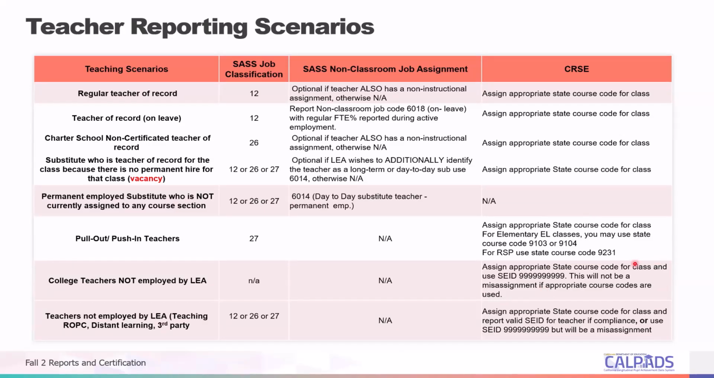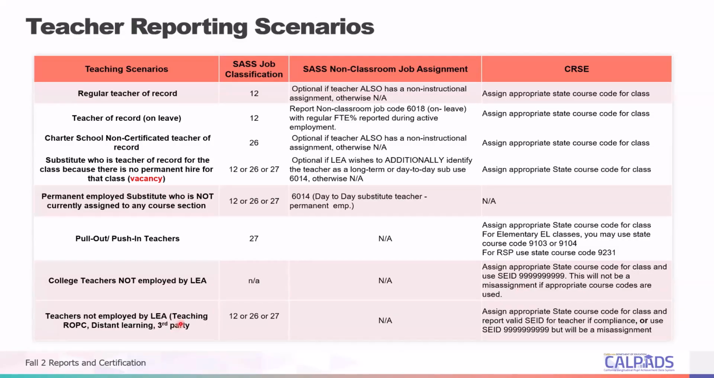Then you have college teachers not employed by the LEA. If college instructors teach articulated coursework but are not employed by the LEA, and the LEA does not have access to their demographic or credential information, the course should be reported using teacher identifier 999, SEED 999s, right? This allows CalPADS to recognize a course even without staff level data. But I would caution you on the use of the SEED 999. It should only be used in college designated courses as well as in CTE courses taught at the college level.